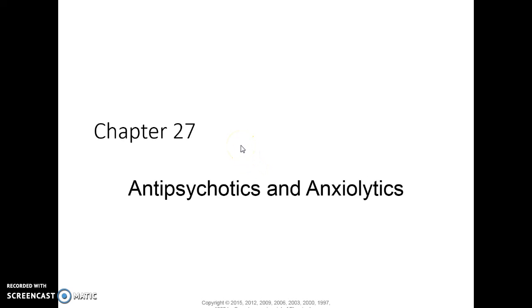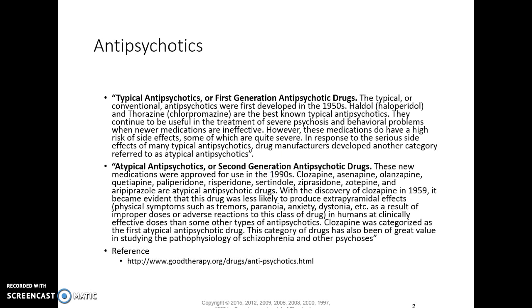Okay, antipsychotics and anxiolytics, which I'm saying wrong, but okay, we did some of this together. So I said I would add some stuff in here for you, okay? This is taken from goodtherapy.org. It talks about typical versus atypical, first generation versus second. So when you see typical, you're thinking first generation antipsychotics, and when you're seeing atypical, you're thinking second generation antipsychotics.